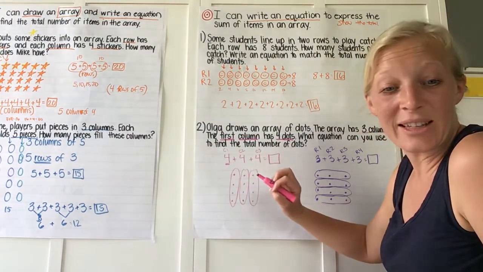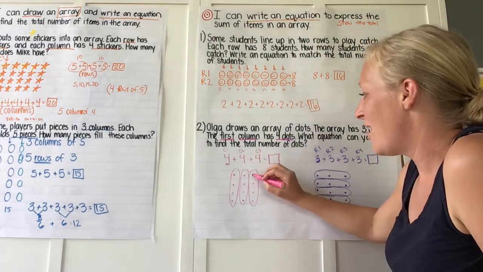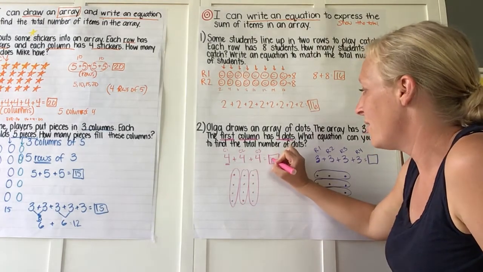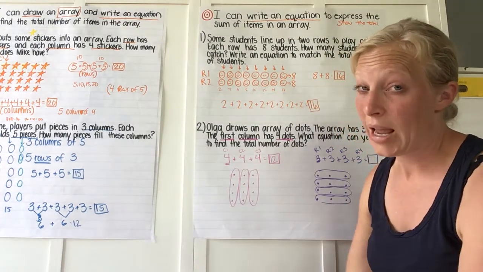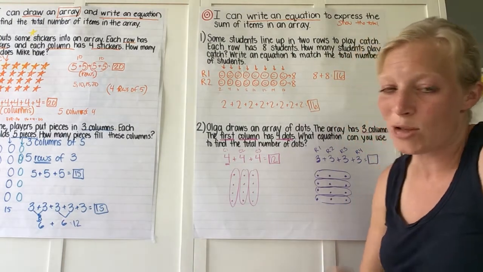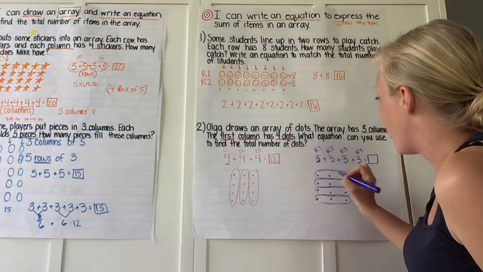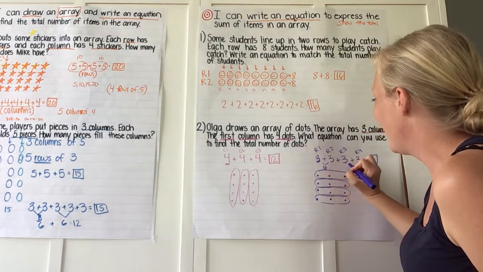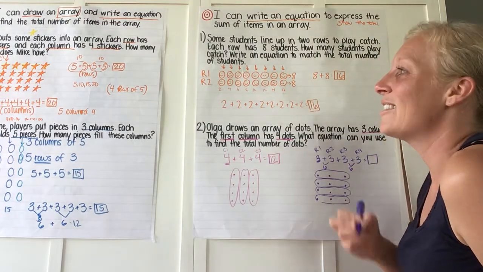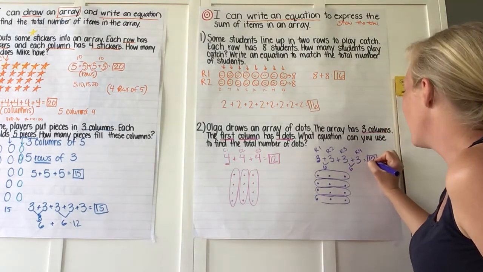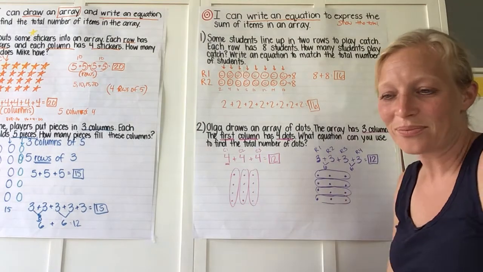4 and 4 is 8, 9, 10, 11, 12. Ooh. You know, sometimes when I have more add-ins, I get more confused, but why is yours a little bit easier to solve here? 3 and 3 is 6, 3 and 3 is 6, and 6 and 6 is 12.